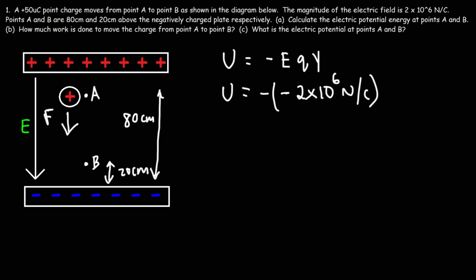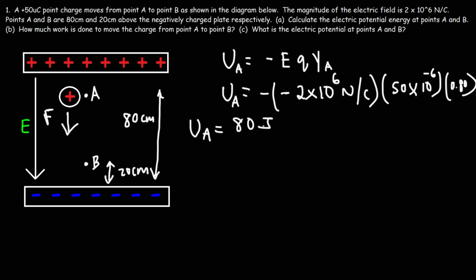And then we have the charge. So Q is positive 50 times 10 to the negative 6. And then we need to plug in the height. So let's calculate the potential at A first. If we calculate the potential at A, we need to use the position at A. It's 80 centimeters, so that's going to be 0.80 meters. So the two negative signs will cancel, which will give us a positive answer. So the electric potential energy at point A is going to be 80 joules.